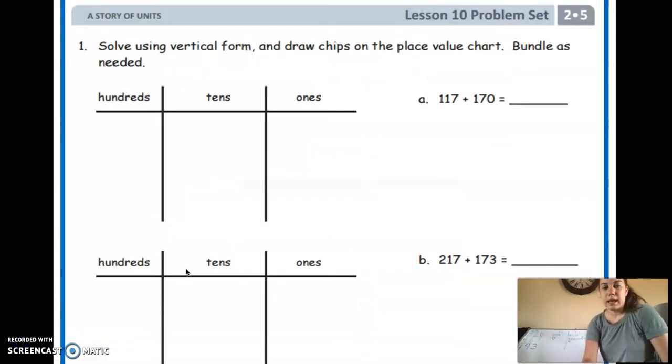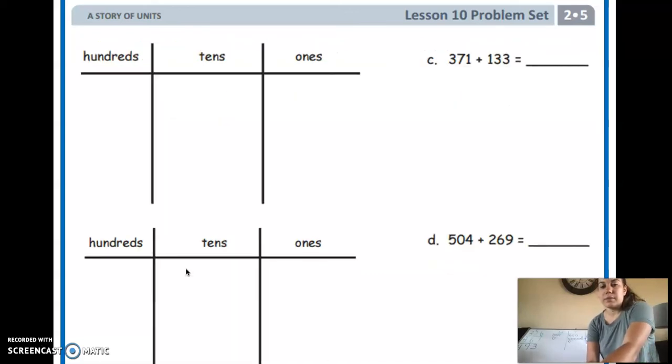Alright, here's our problem set. So number 1 says, solve using vertical form and draw chips on the place value chart. Bundle as needed. So when they say bundle, it means you're going to take the 10. So if you have 13 ones, you take 10 of them and you trade them in for 1 ten. So you have your 100s, 10s, and 1s place value chart, and you have to put your number into vertical form. So you have 117 plus 170. And then part B is 217 plus 173. Part C is 371 plus 133. And part D is 504 plus 269.